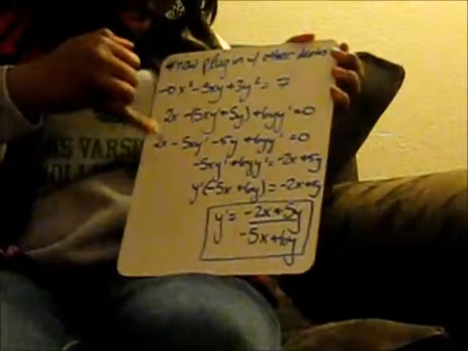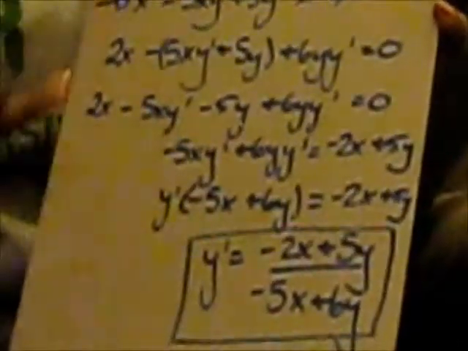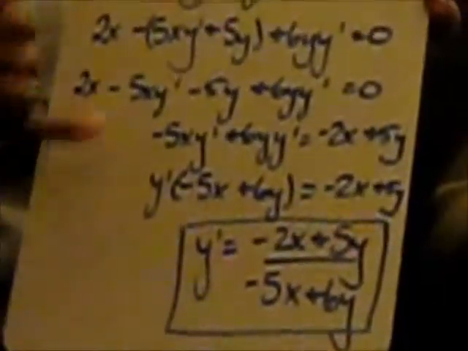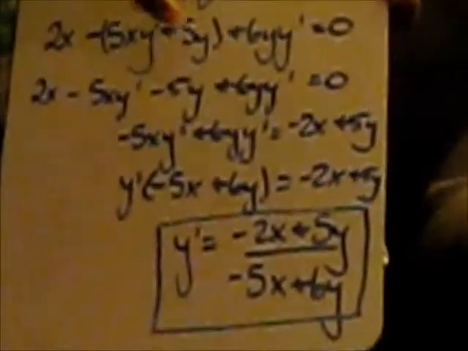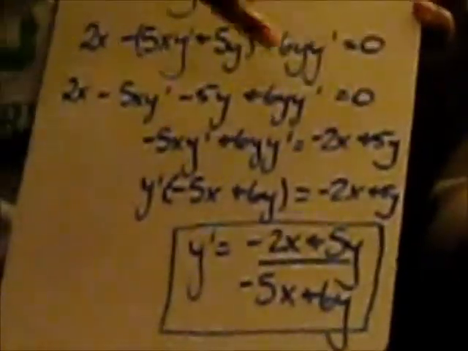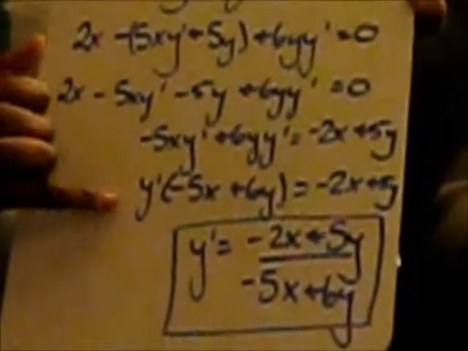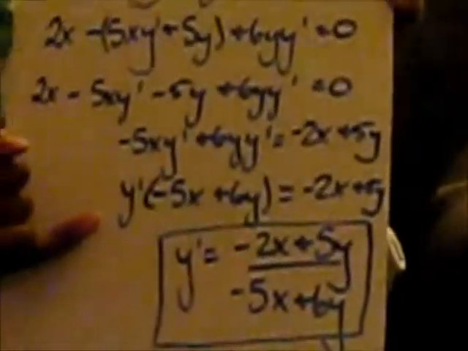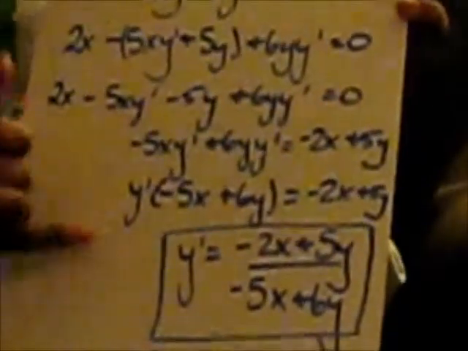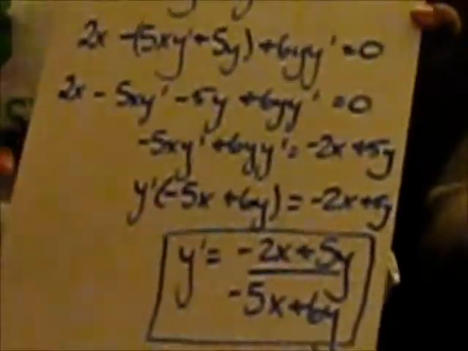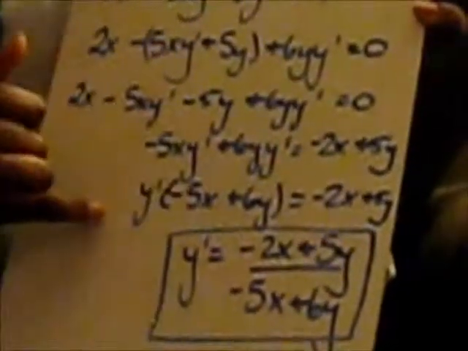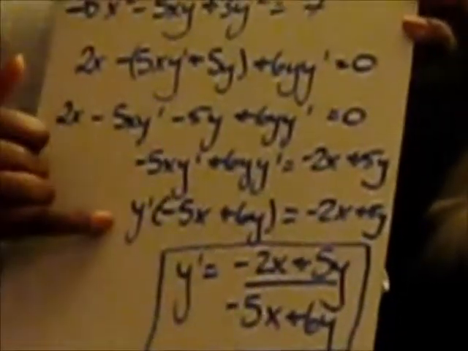Next what you're going to do is pull over all the chunks that don't have a y prime in them. So you end up with negative 5xy prime plus 6y y prime is equal to negative 2x plus 5y. Now what you're going to do is isolate y prime, because this is what you're solving for in implicit differentiation. You put everything else into parentheses, and the best way to check this is to just go back in mentally and multiply them back together and make sure you end up with the same thing.